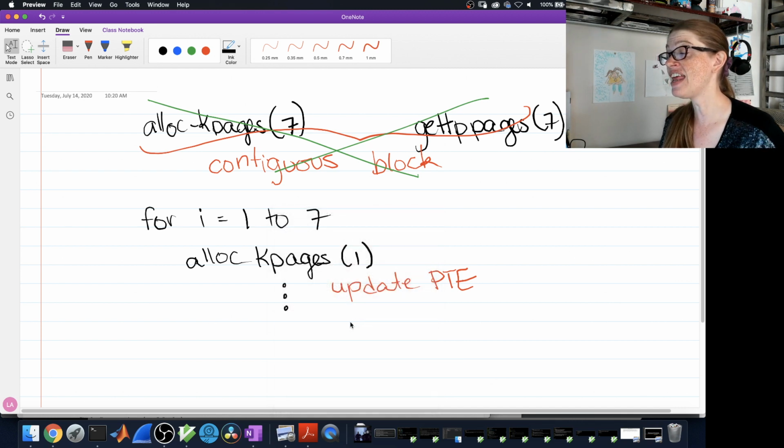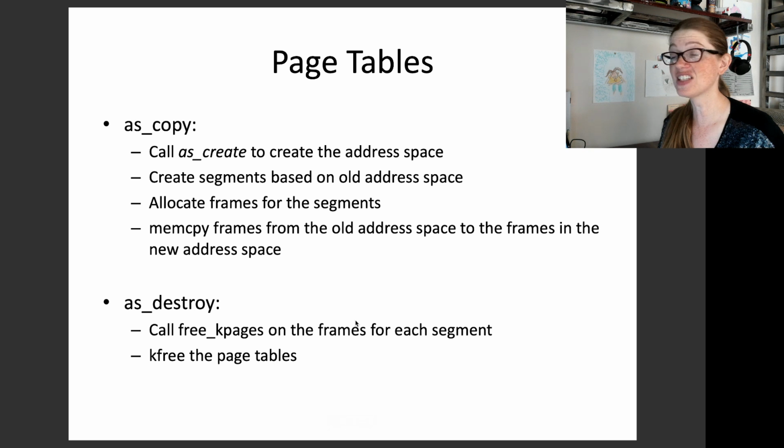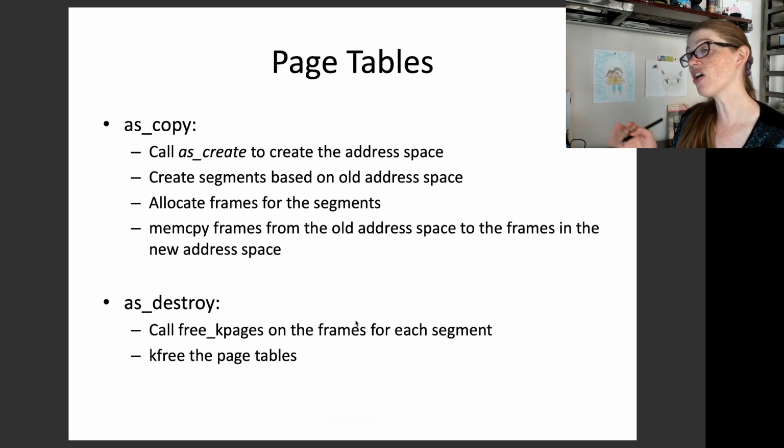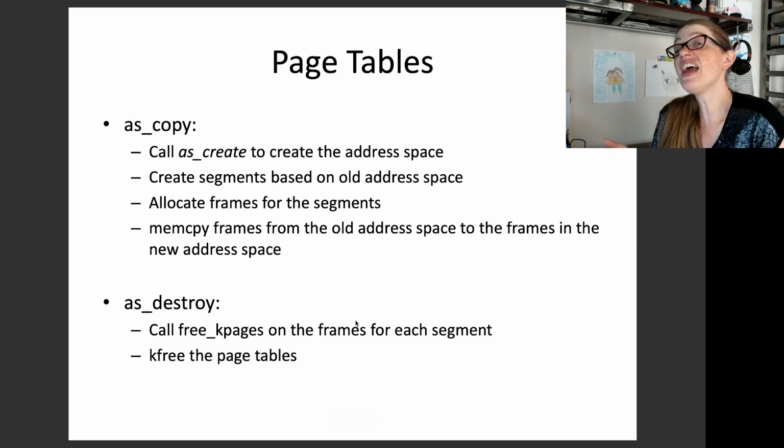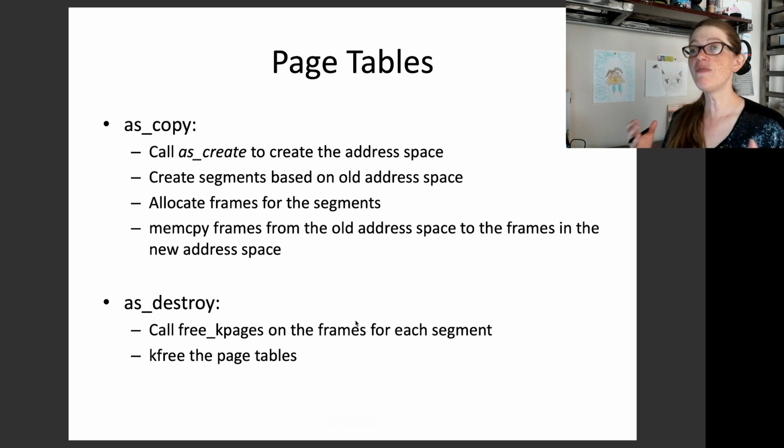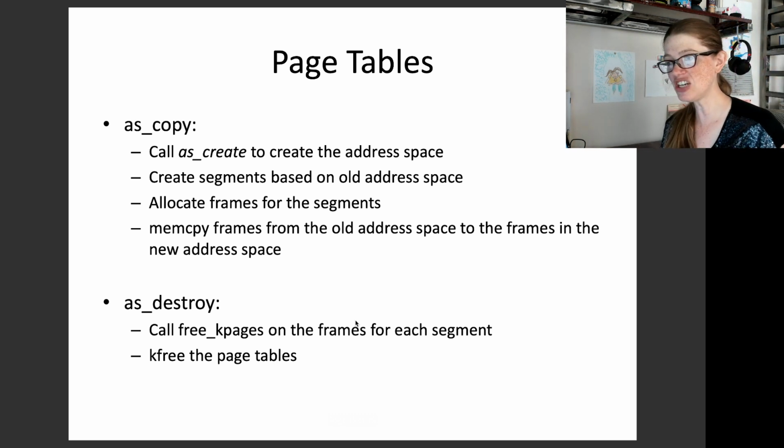And so in AS copy, we would normally just do one big mem copy from one contiguous block of memory to another, but we can't necessarily do that anymore because in physical memory, we don't have a contiguous allocation anymore. Now it's scattered to the wind, so you need to make sure in your implementation that if you need to make changes to AS copy, you do so.